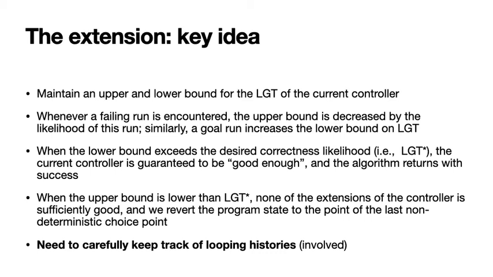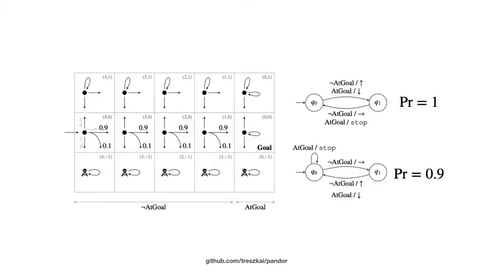That's a key idea, but technically we have to very carefully keep track of looping histories, which is what makes the mathematical treatment fairly involved. Just to say that we have a prototype implementation. It certainly handles the kinds of bridge walk domain that I talked about. You can give any desired likelihood and it will synthesize a controller for the appropriate likelihood.